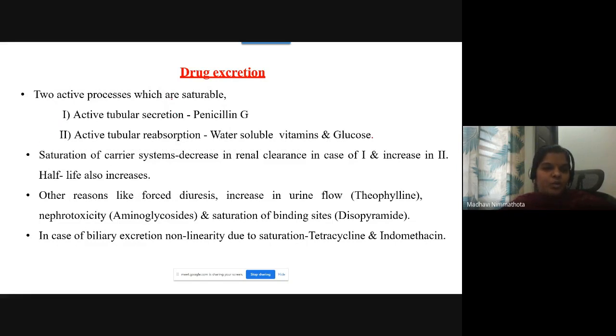There are two processes which are saturable. When these two processes get saturated, the drug will deviate from its linearity. What is that? Active tubular secretion. The famous example is penicillin G. And active tubular reabsorption, for glucose and water soluble vitamins. Saturation of the carrier systems. What is going to happen once the carrier system gets saturated?